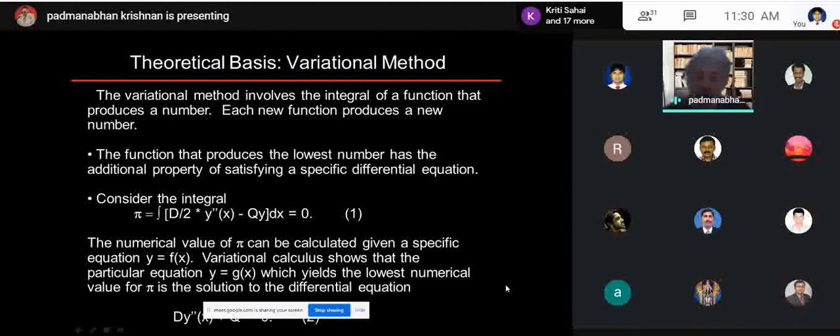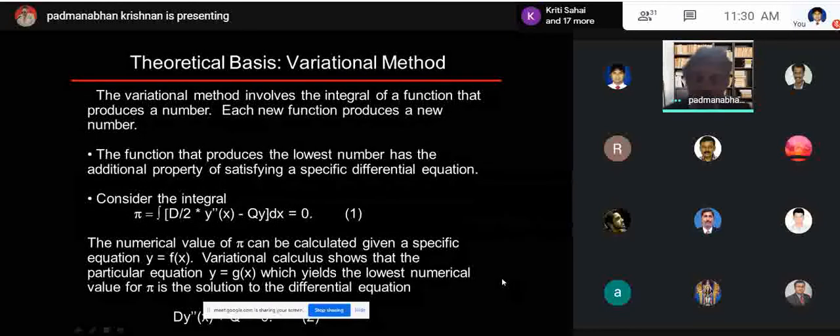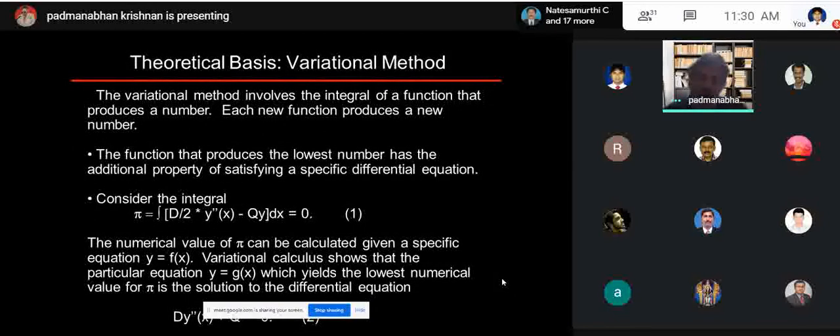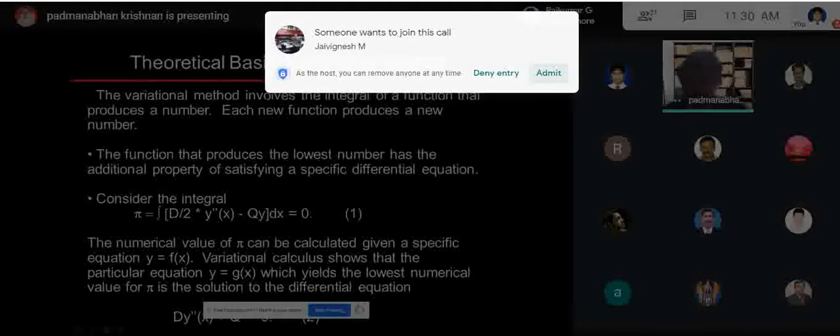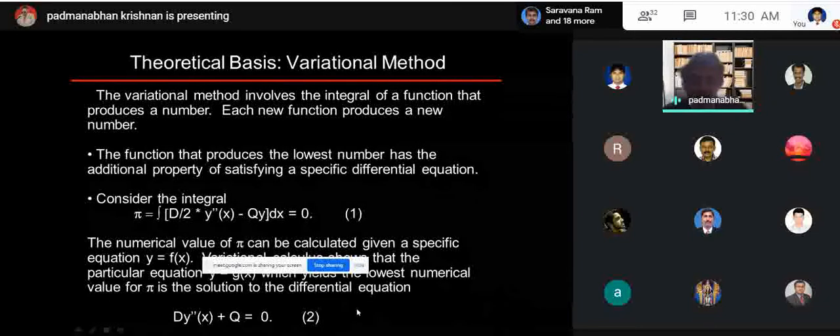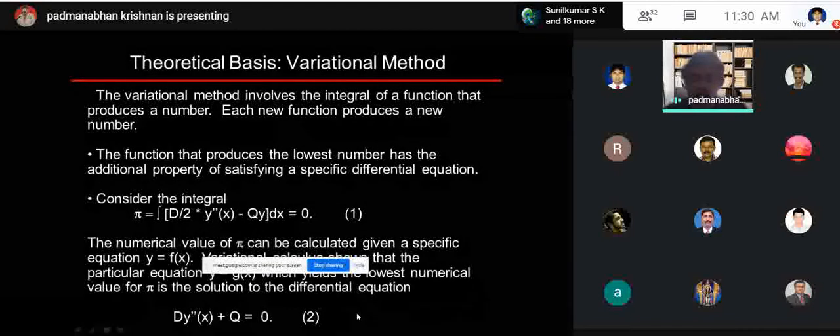So the variational calculus shows that pi can be calculated given a specific equation, y is equal to f. Variational calculus shows that the particular equation y is equal to g(x), which yields the lowest numerical value for pi, is a solution to the differential equation. Like there's a second equation, again second differential d of x plus q is equal to 0 and so on.